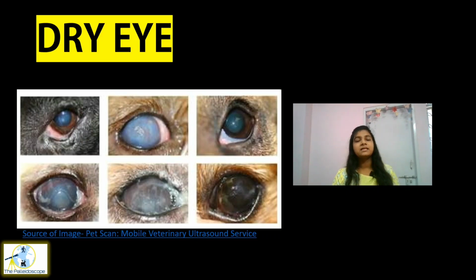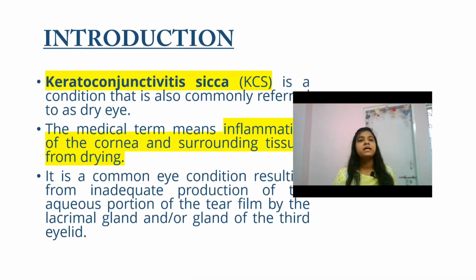Next disease that we will be discussing is dry eye itself. It is also known as Keratoconjunctivitis sicca. These are some of the pictures that you can see of dry eye. Next, introduction. Keratoconjunctivitis sicca is a condition that is commonly referred to as dry eye. The medical term means, I told you, itis means inflammation will be there. Inflammation of cornea and surrounding tissue from drying. It is a common eye condition resulting from inadequate production of the aqueous portion of the tear film by the lacrimal gland and or gland of the third eyelid.